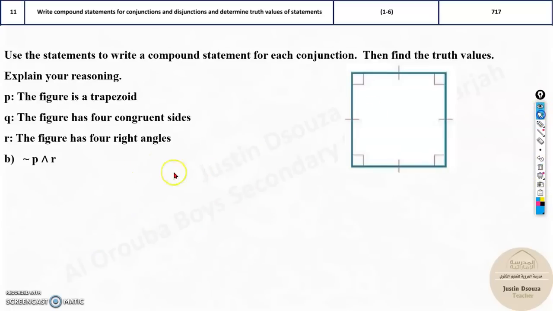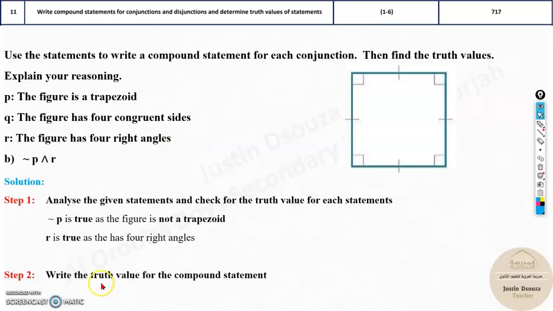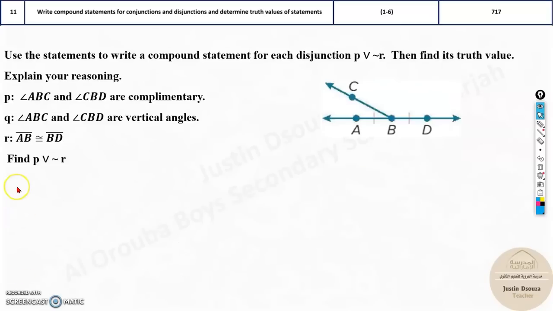So that's the and symbol. Now over here they have told negation of P. What does negation of P mean? That means the figure is not a trapezoid. Yes, it is true. This figure is not a trapezoid. And R is true because it has four right angles. So now the truth value would be yes, that is true. Why? Because both are true. That's the answer.